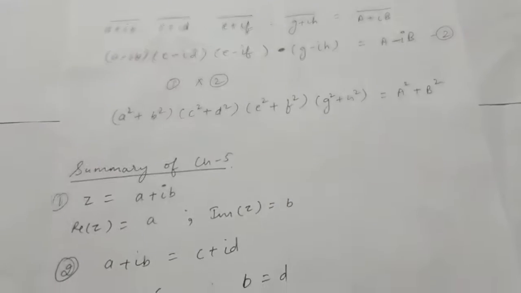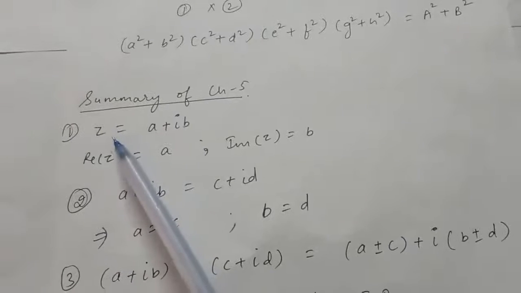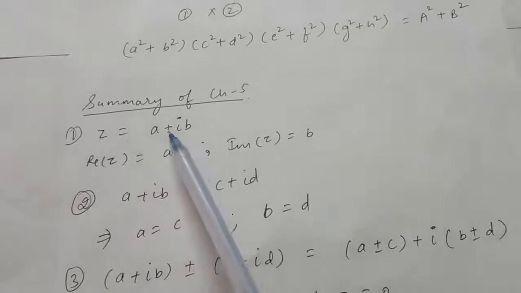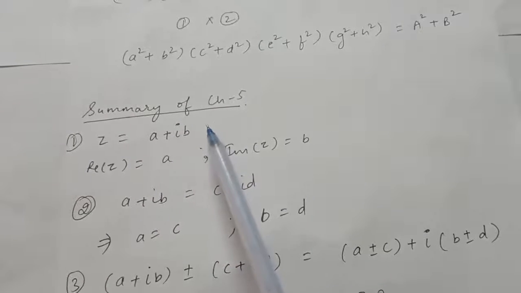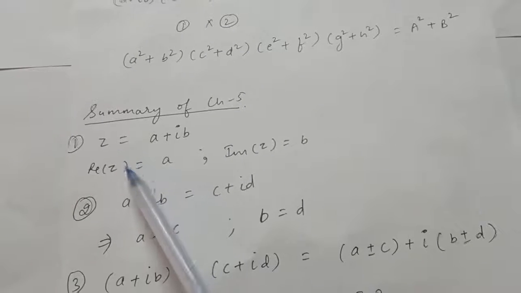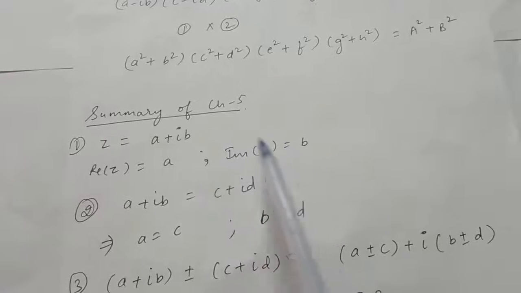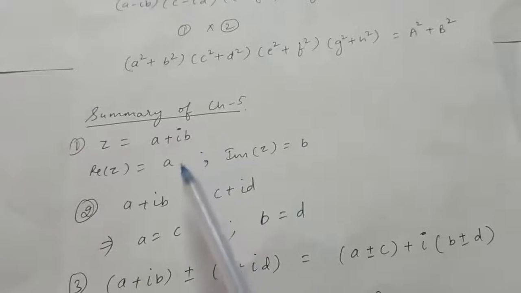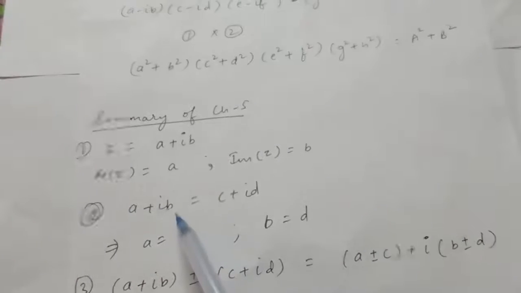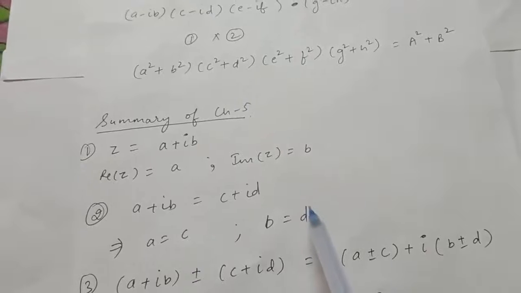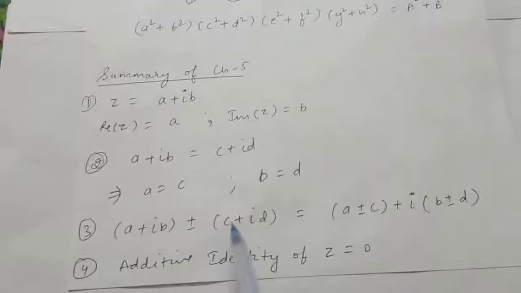Now we will discuss the summary of chapter 5. So a complex number z is written in the form a plus iota b, where a and b both are real numbers. Now the real part of z is a and the imaginary part of z is b, the term which is multiplied with iota, right? Now if two complex numbers are equal, then their real parts are equal and their imaginary parts are also equal, right? Now addition or subtraction of two complex numbers.